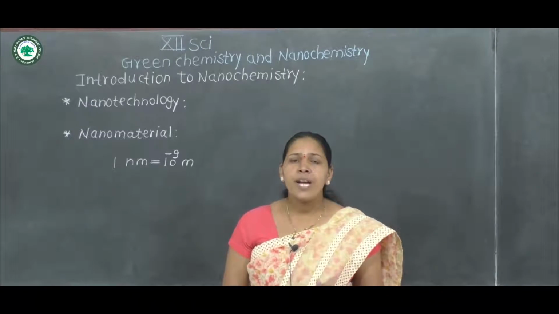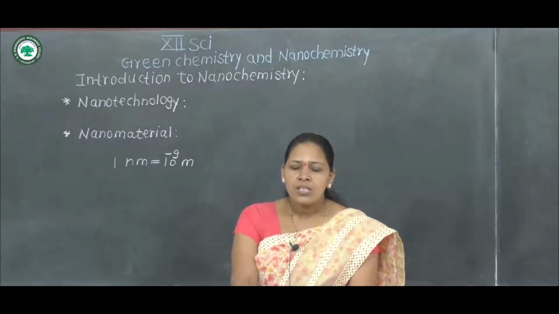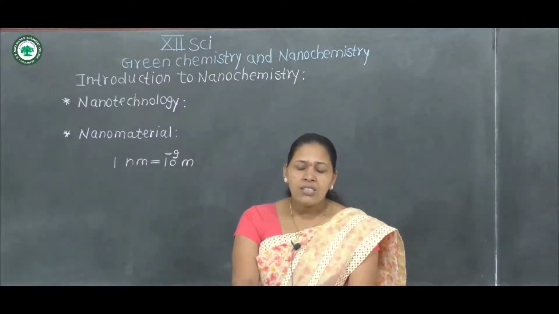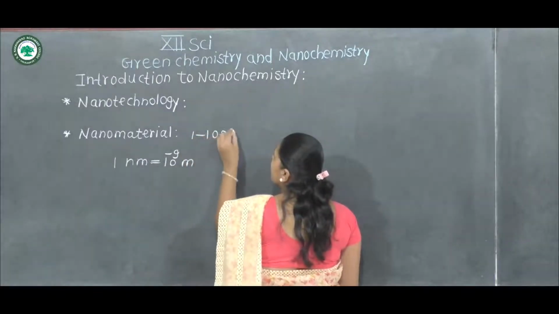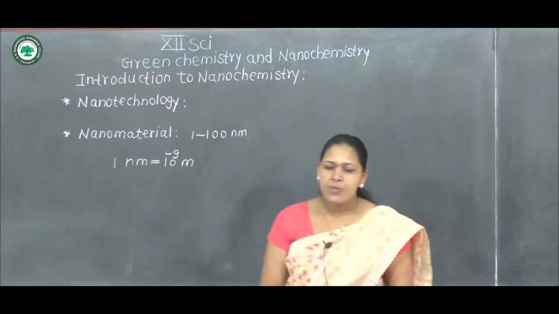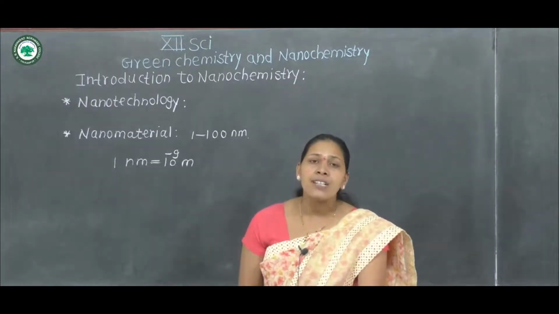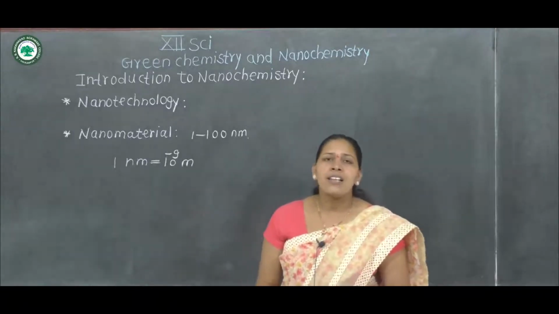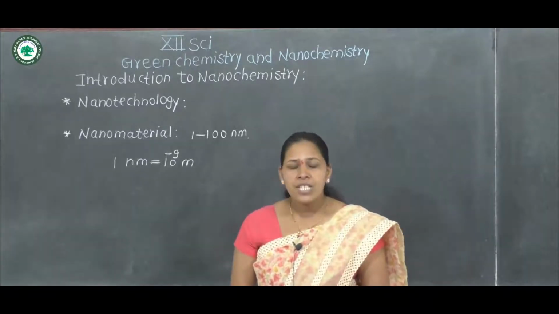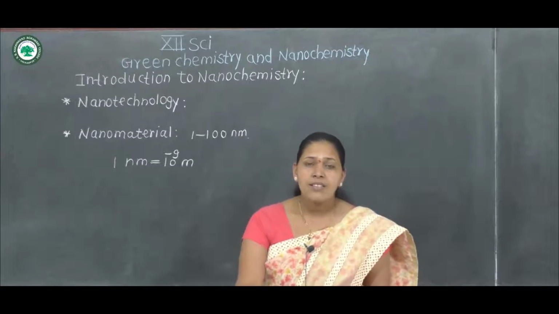Next, what is meant by nanomaterials? Nanomaterial is a material having a structural component with at least one dimension in the nanometer scale, that is 1 to 100 nanometers. Nanomaterials are larger than a single atom but smaller than bacteria and cells.